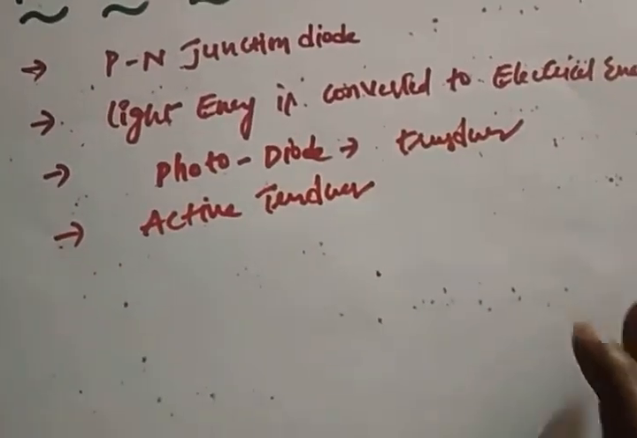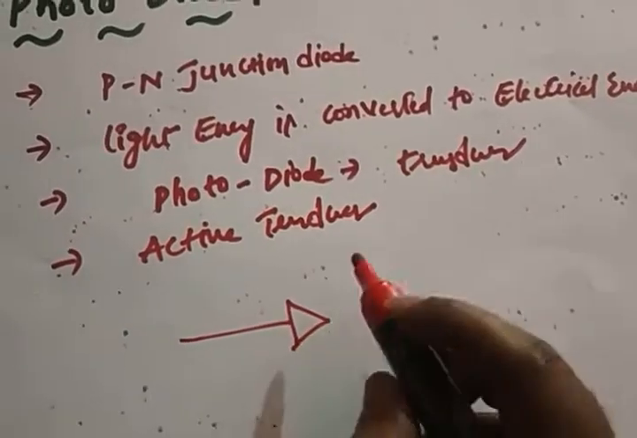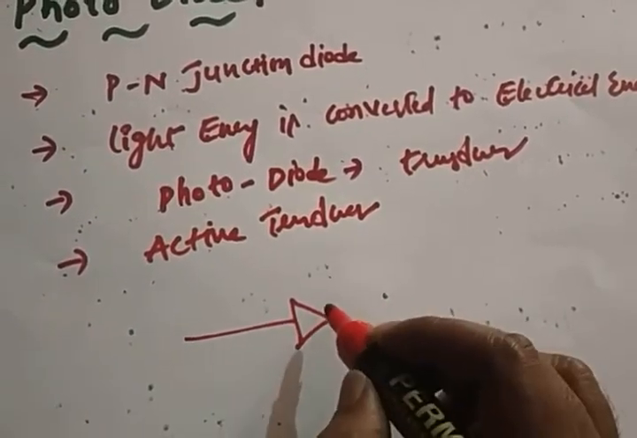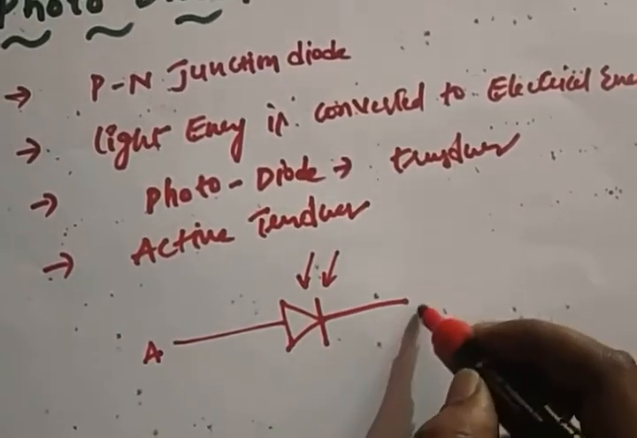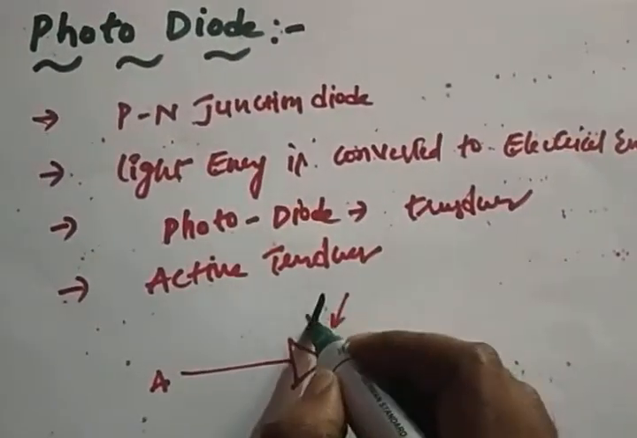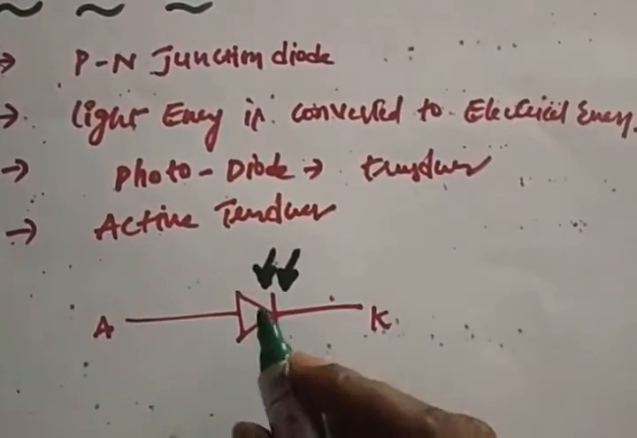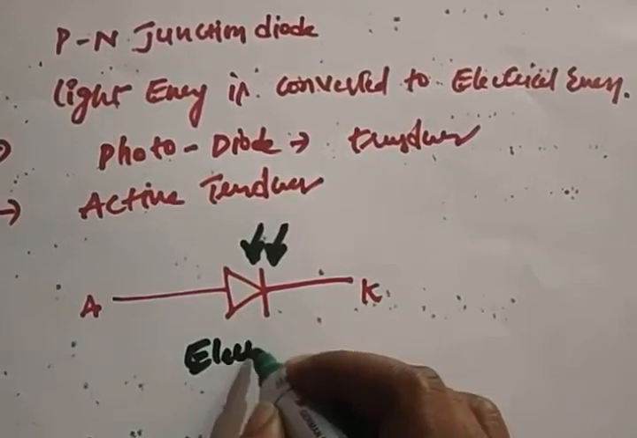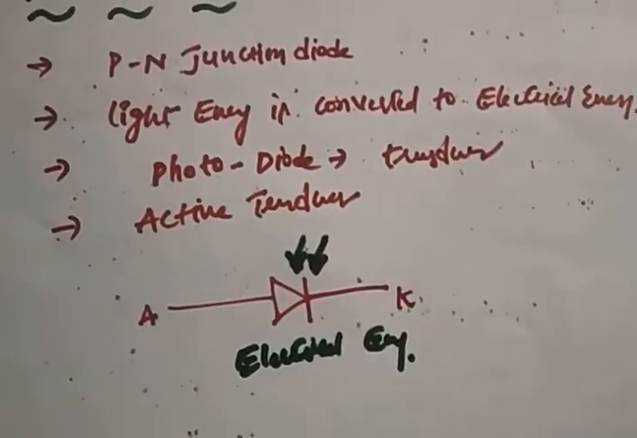Alright. So it's nothing but a normal diode. The symbol is like this. This is the anode, this is the cathode. So this we can call light. When light or photons are focused on the diode, electrical energy is generated. So this is the symbol of a photodiode.